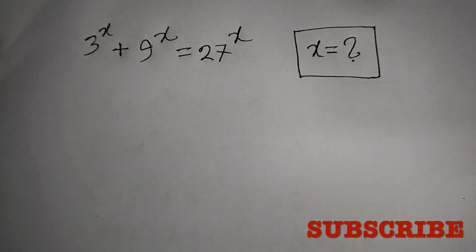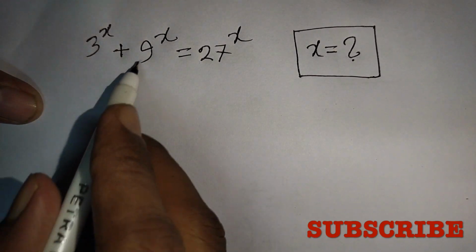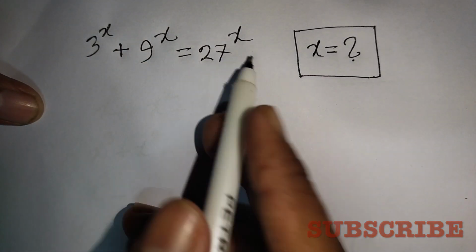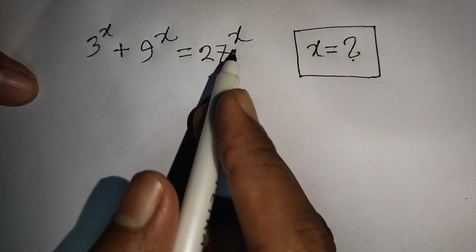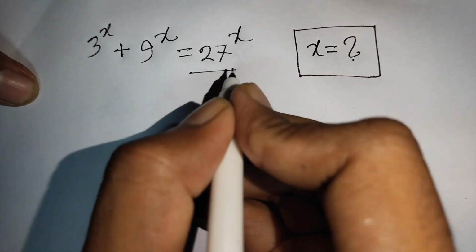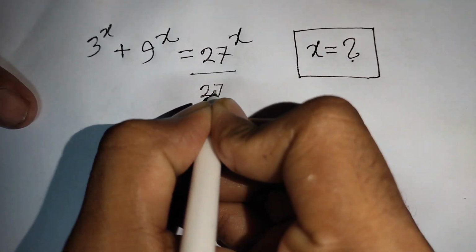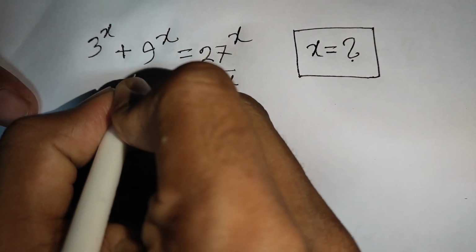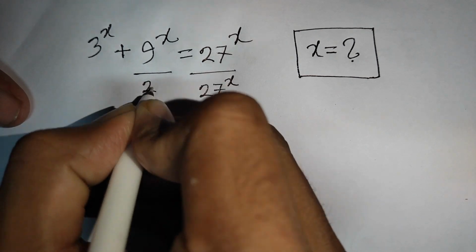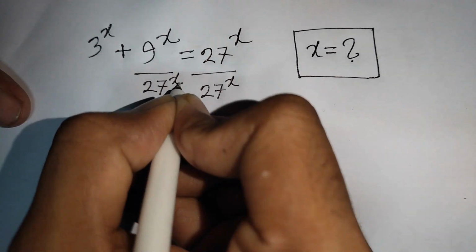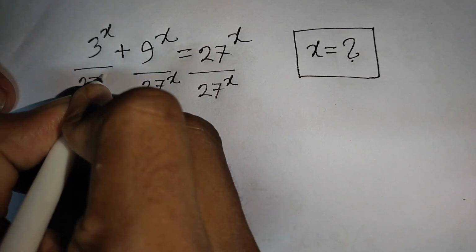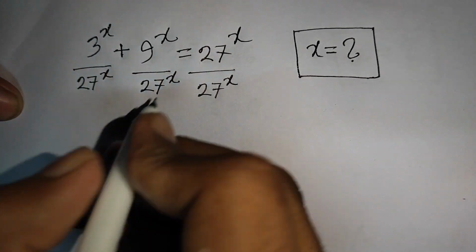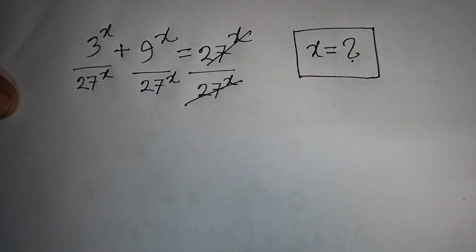How to solve 3 power x plus 9 power x is equal to 27 power x. Find the value of x. So at first we divide by 27 power x on both sides. 27 power x divided by 27 power x, now this will be cancelled.